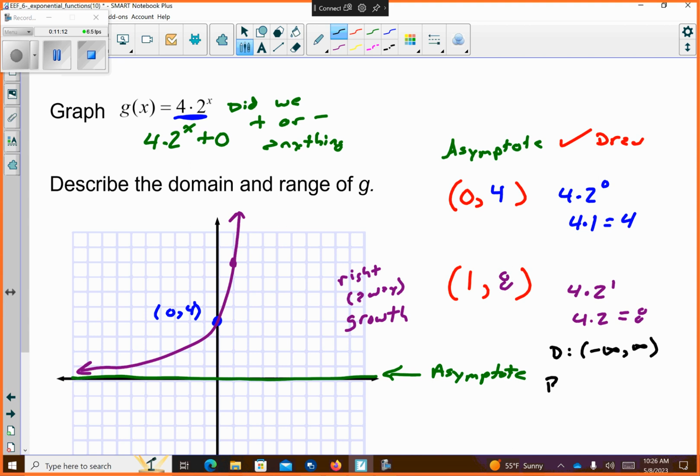The range is going to be a little bit different. What does it appear our lowest y value would be based on our graph? Where's that arrow coming to as I go to the left? In the y direction. Y is this way. What am I getting close to? That's not the y-axis. X-axis. The x-axis is what in the y direction?